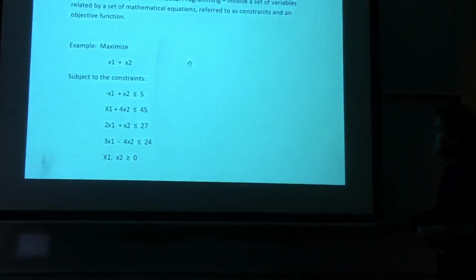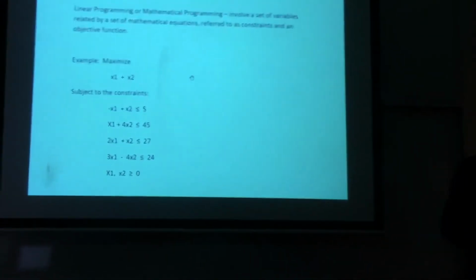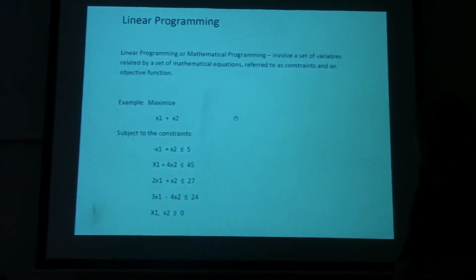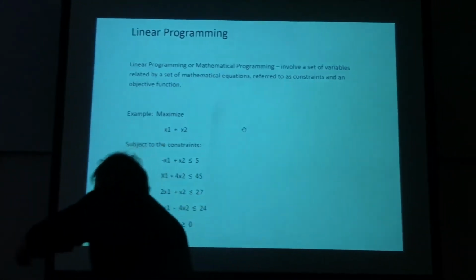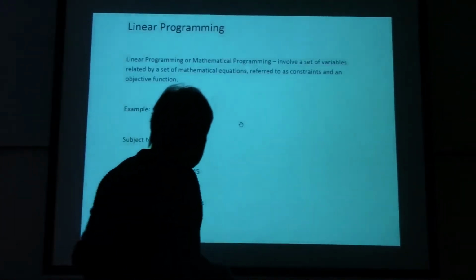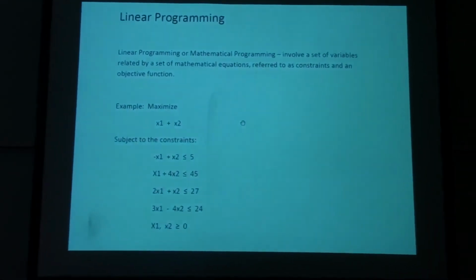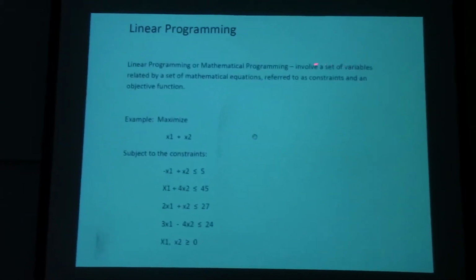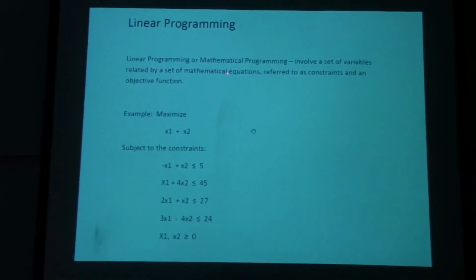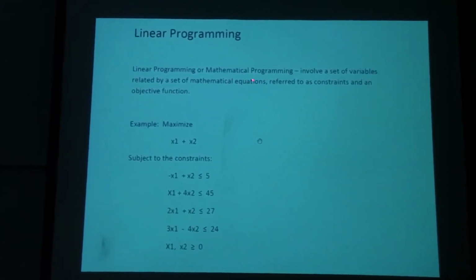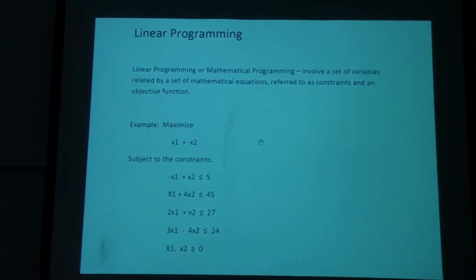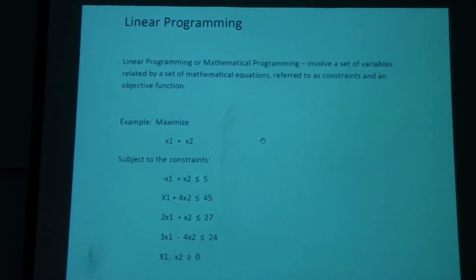All right. So let's take a look at the linear programming idea. So we're going to borrow from this idea. Linear programming is an optimization technique involving a set of variables related by mathematical equations or sometimes relations, and these relations are referred to as constraints.